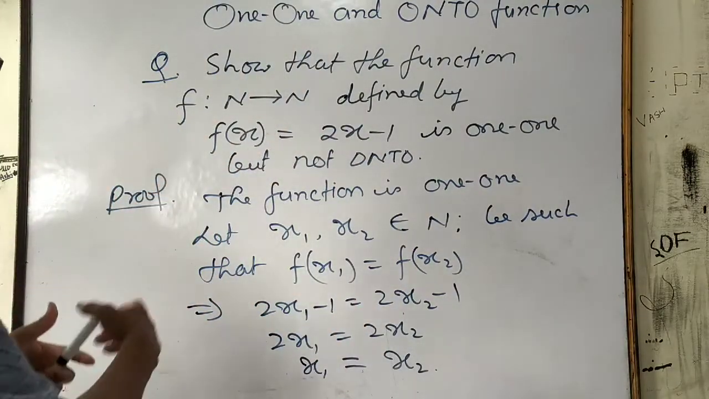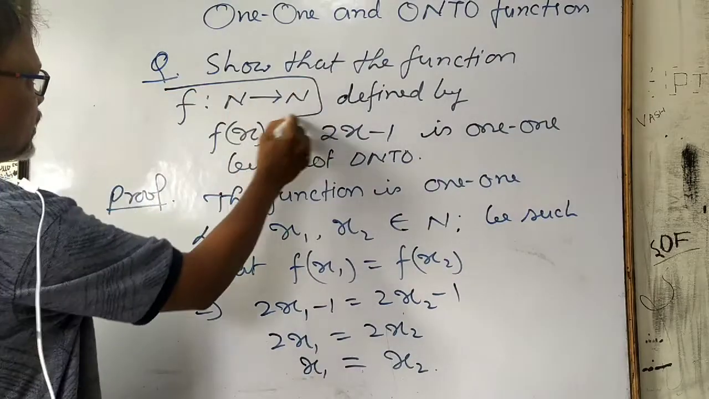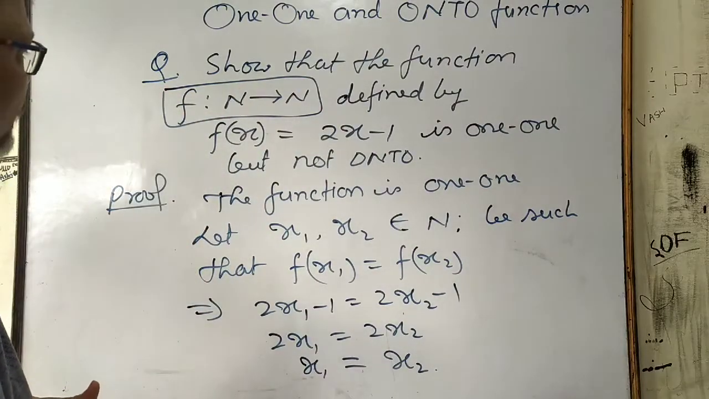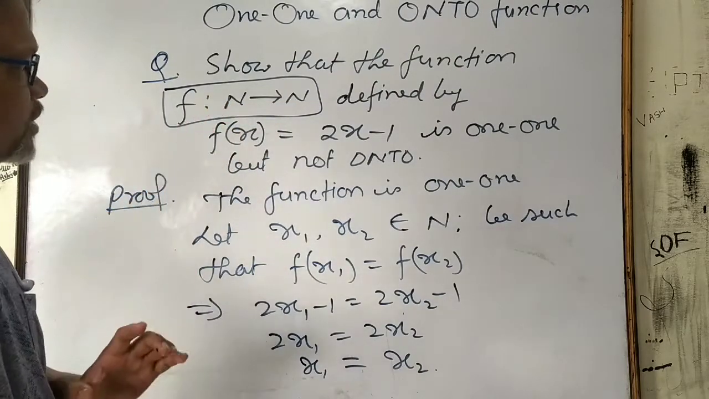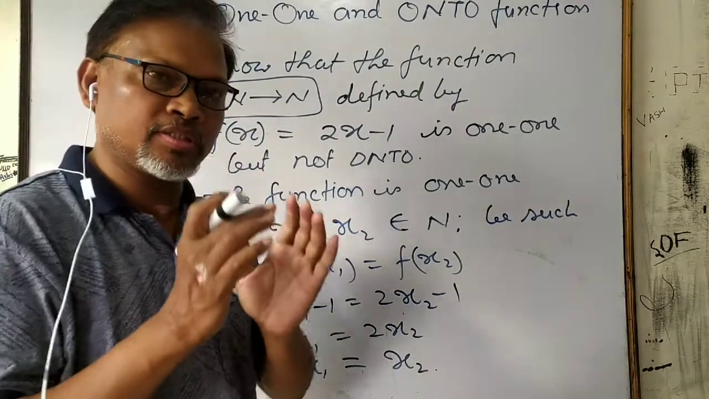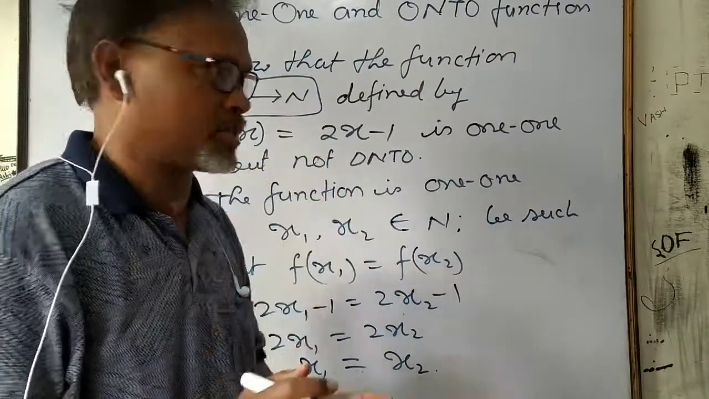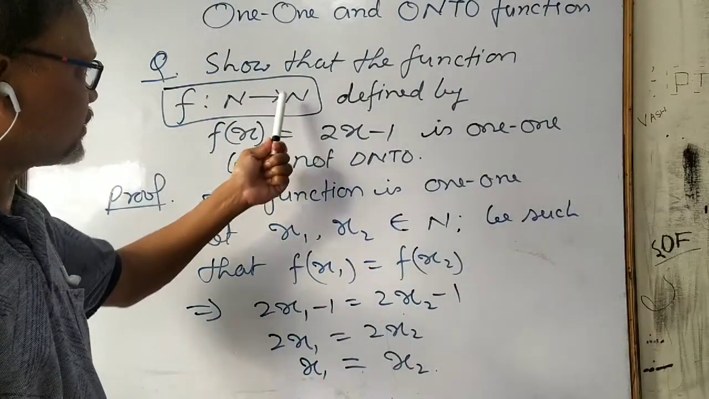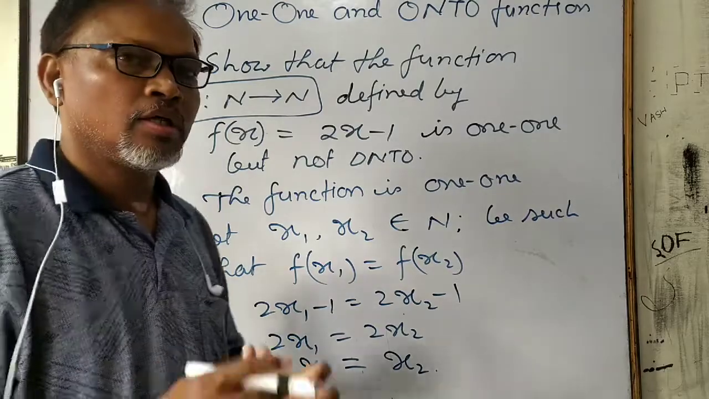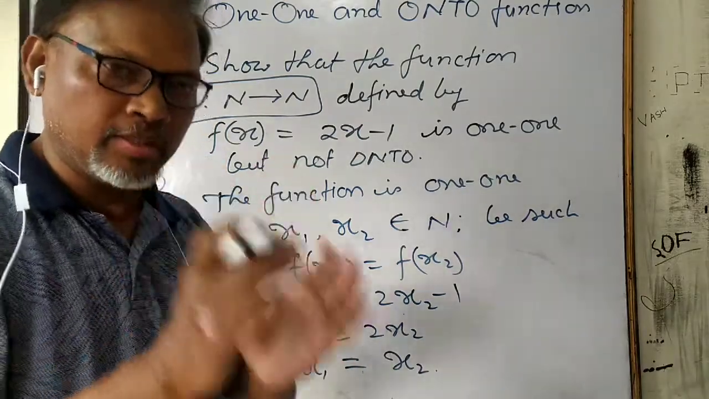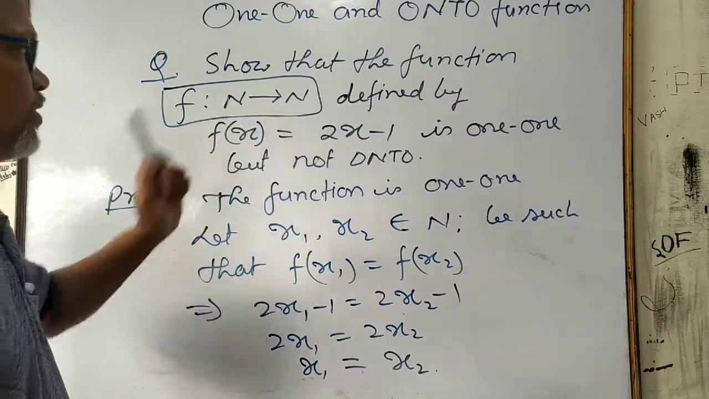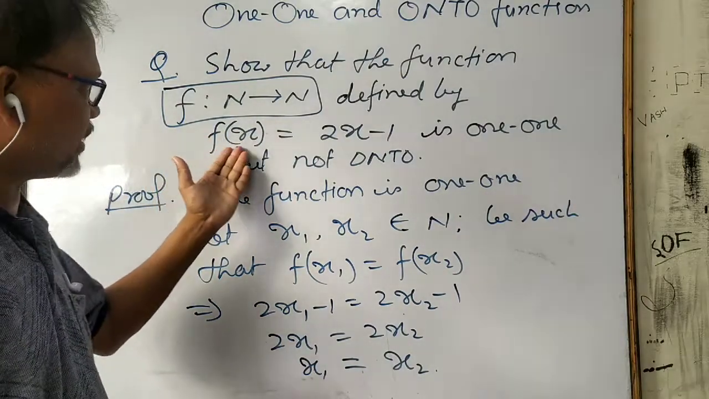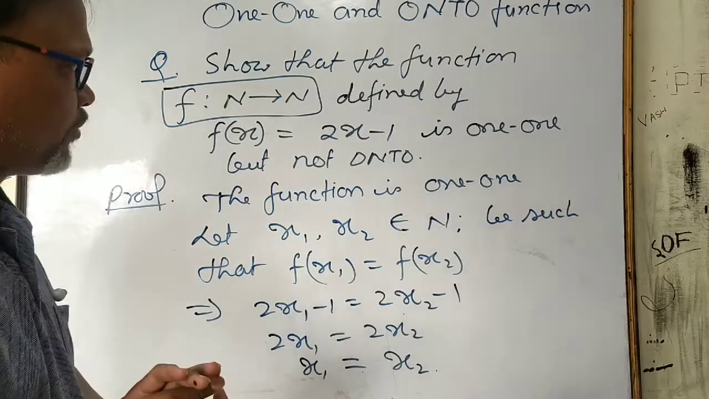What is the meaning of this? I told you earlier that f from N to N means the first N represents the domain of the function, and the second N represents the codomain, or you can say the range of the function. Both are the natural numbers. Now we have f(x) = 2x - 1 as the function.